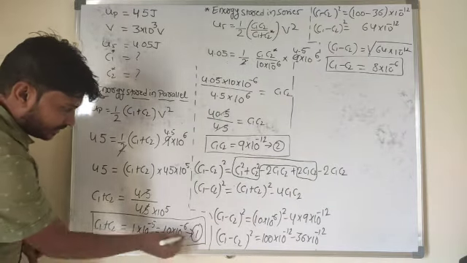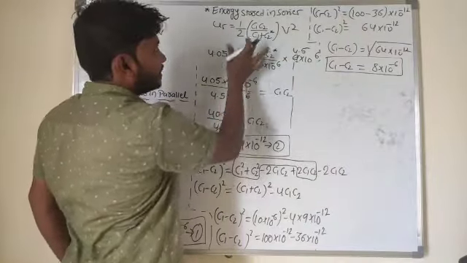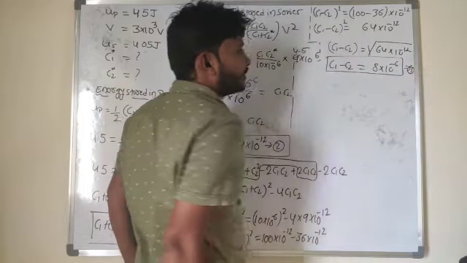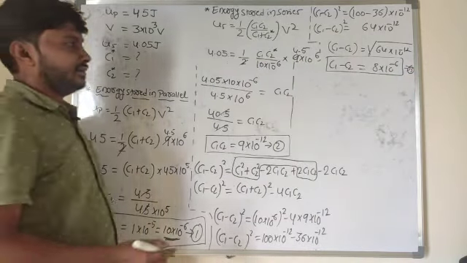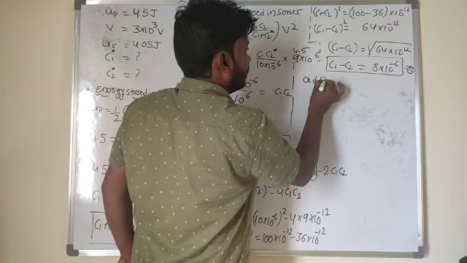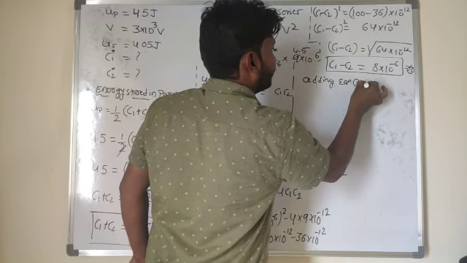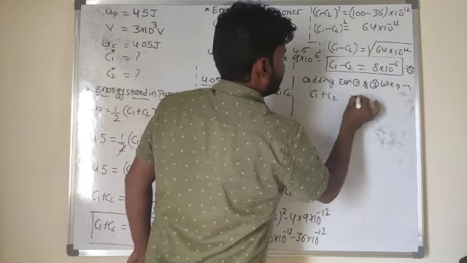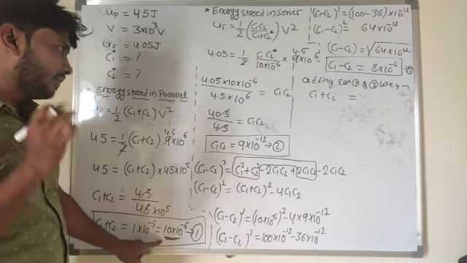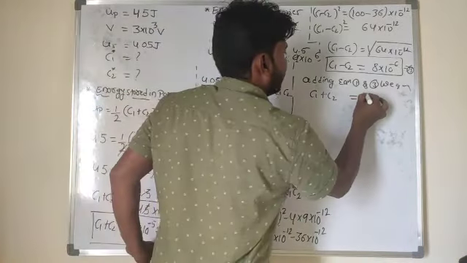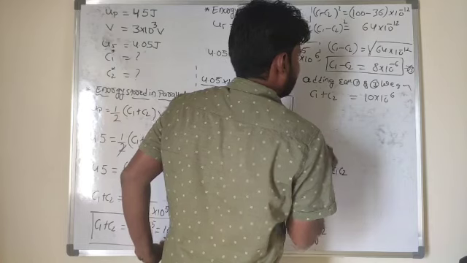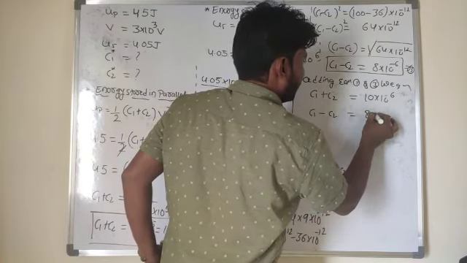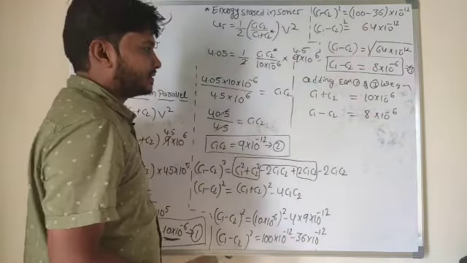So look here. This is equation 1 I took, this one is equation 2, and this one is equation 3. Now I am adding equation 1 and 3. Adding equation 1 and 3, we get C1 plus C2 is equal to how much? C1 plus C2 is equal to 10 into 10 to the power of minus 6. C1 minus C2 is equal to how much? 8 into 10 to the power of minus 6 here.